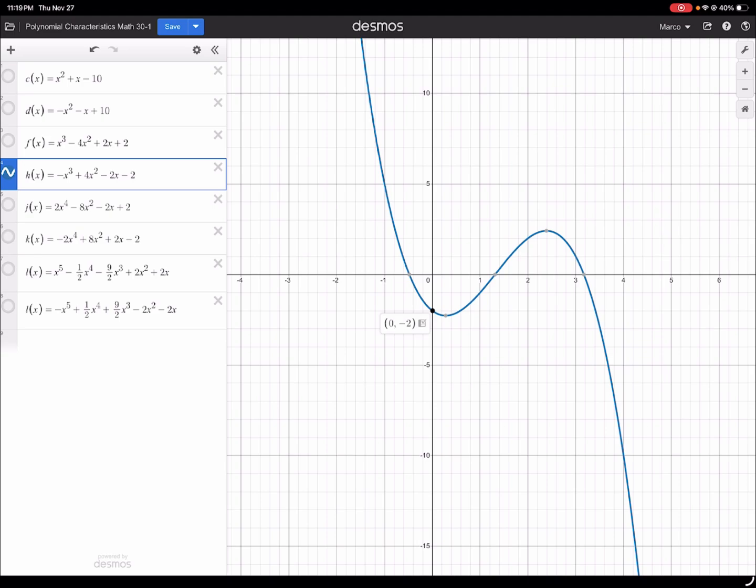Domain and range here, well, you can see the domain, there's no limitations on my input values or my x values. If you look at the graph, there's no x values that this graph will not consume. This thing will go from negative infinity to positive infinity in both domain and actual range as well. So there are no limitations on domain and range, and that is consistent with odd degree polynomials.